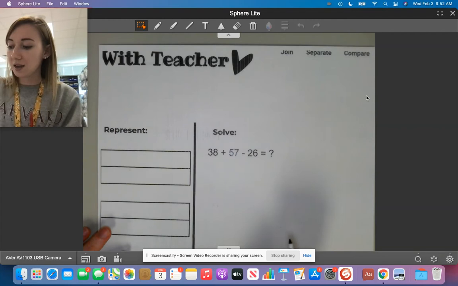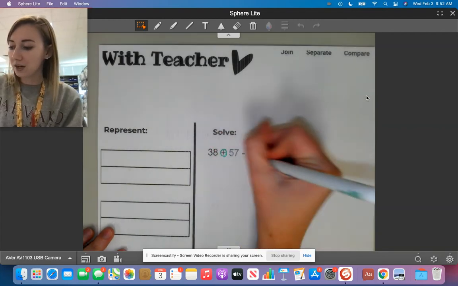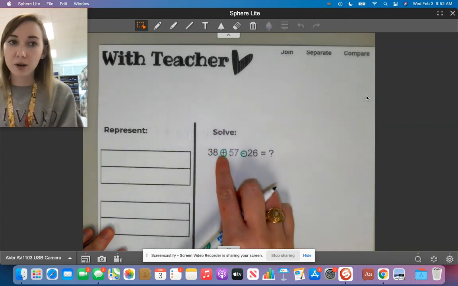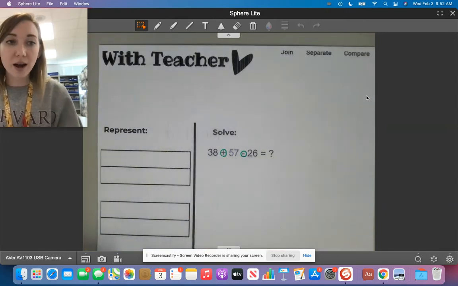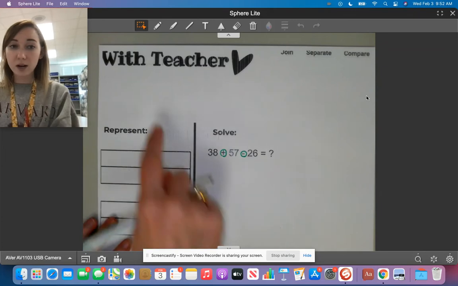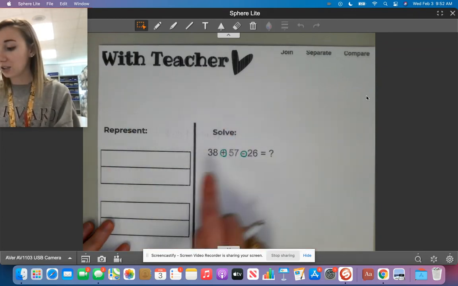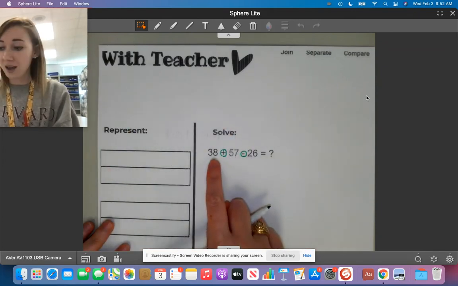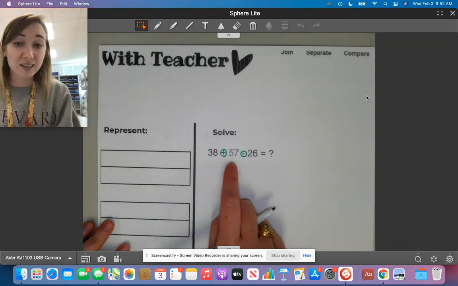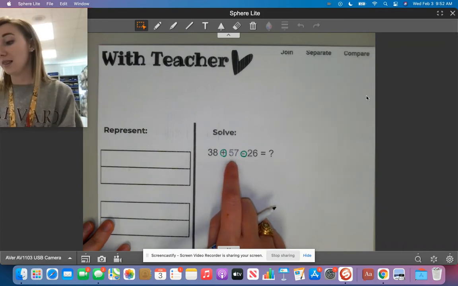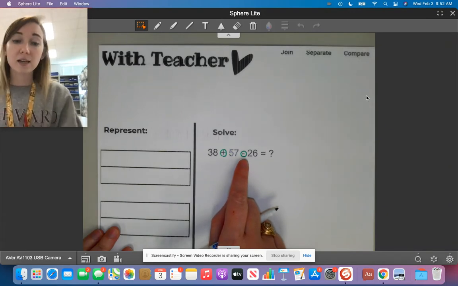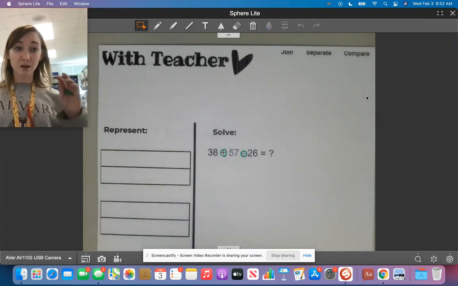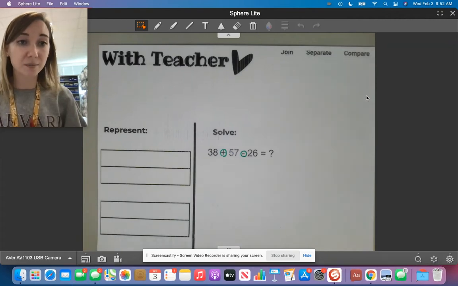So we see that there are two operations here. We are adding, and what else are we doing? We are adding, and then we are subtracting. So I'm going to write a story about flumpets where I start with 38. I have to come up with an idea to add 57, and then I have to come up with an idea to subtract 26. So I'm going to write about flumpets, and I'm actually going to add in some characters too.